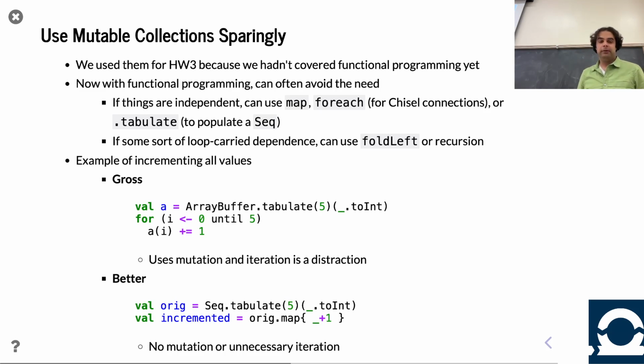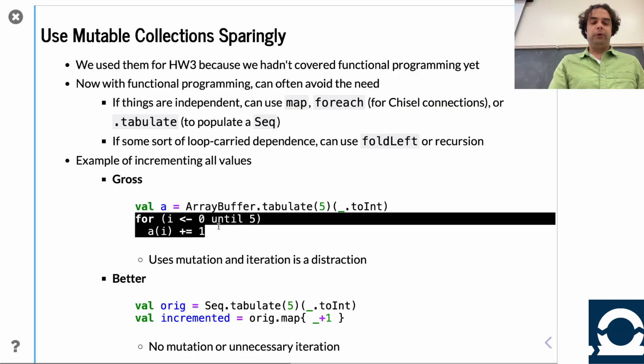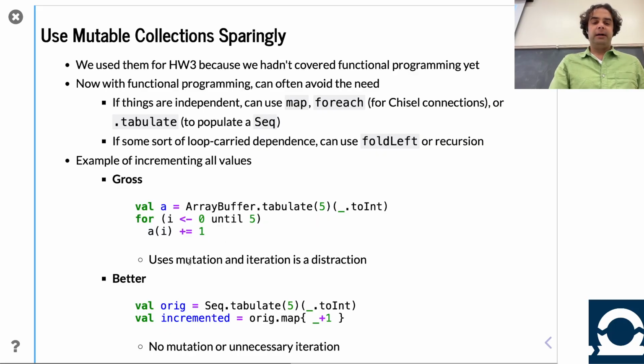We've seen that, right? So in both these examples below, we're trying to have a Seq or collection of values, 0 to 5, and then we're going to try and increment it. So one way would be to have a mutable ArrayBuffer populated with .tabulate, and then just iterate through it with a for loop. This is probably what you're used to in a lot of classic languages. It uses mutation, which you don't like. It also has iteration, which is kind of a distraction. You're thinking a whole lot about why 0 to 5 and what does that mean? Where does that 5 come from?